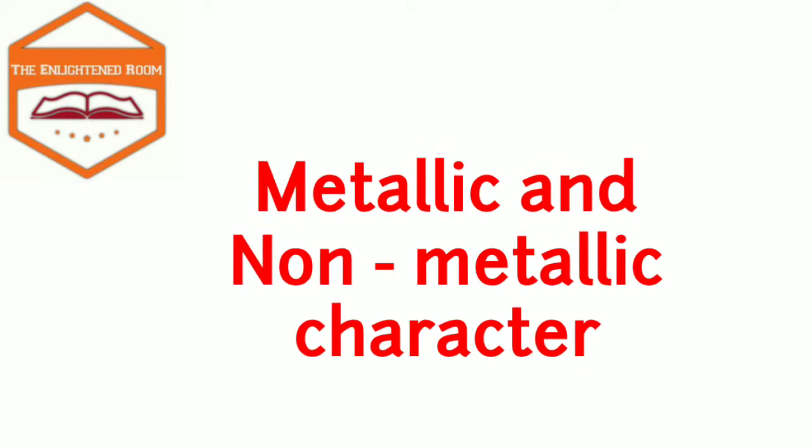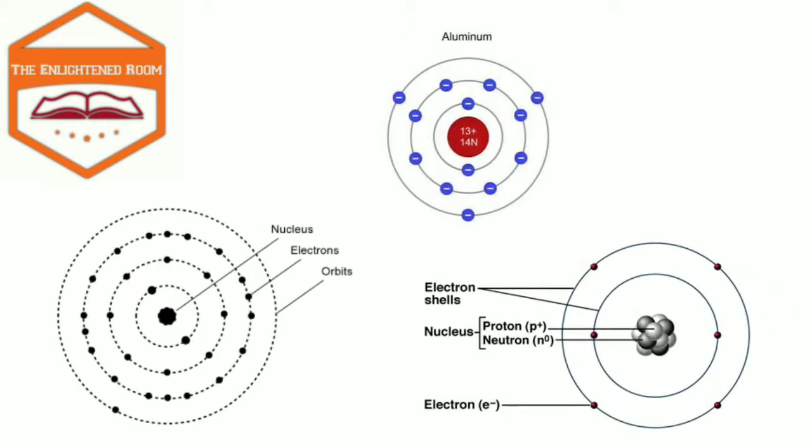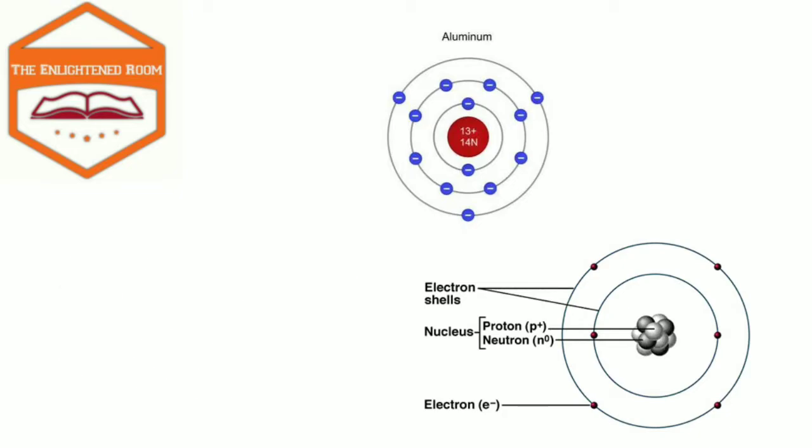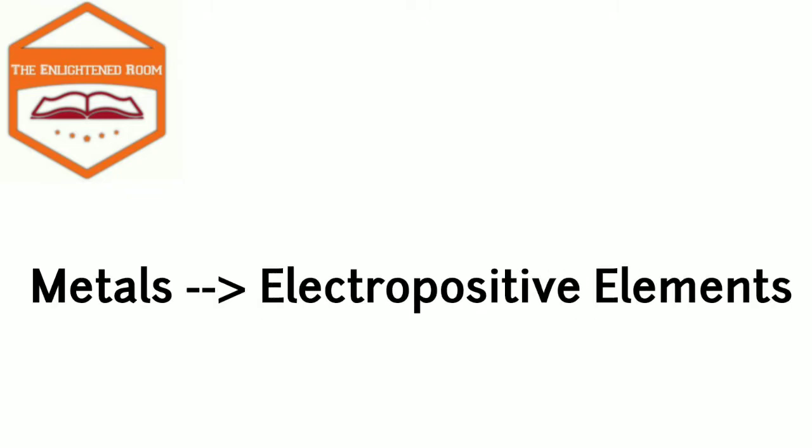In this, generally metals possess 1, 2 or 3 electrons in their respective valence shells, and thus they have a strong tendency to lose these electrons to form positive ions. Therefore, metals are known as electropositive elements, and the metallic character is also called electropositive character.